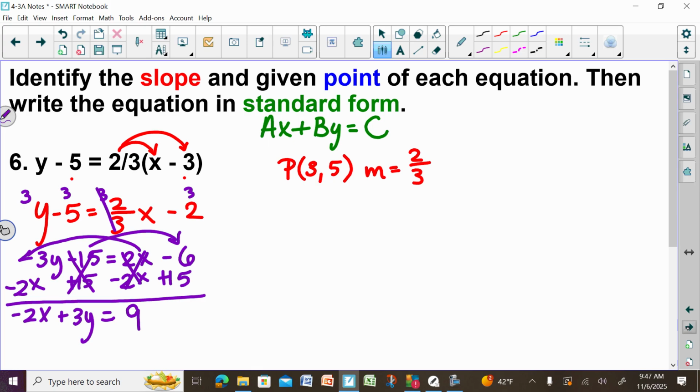And so now the only thing I have to change, they're all whole numbers. They're in the right order. But A has to be positive, so I switch the sign of everybody. So kind of a pain in the butt. Standard form is always a pain in the butt.